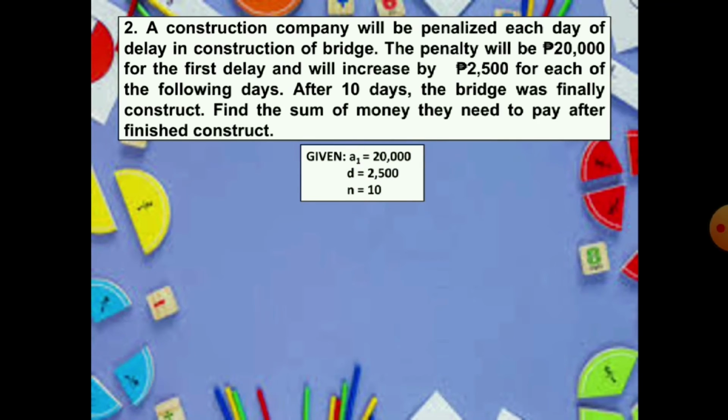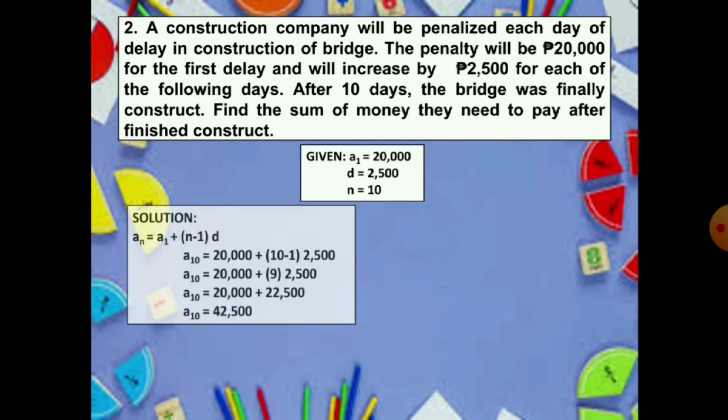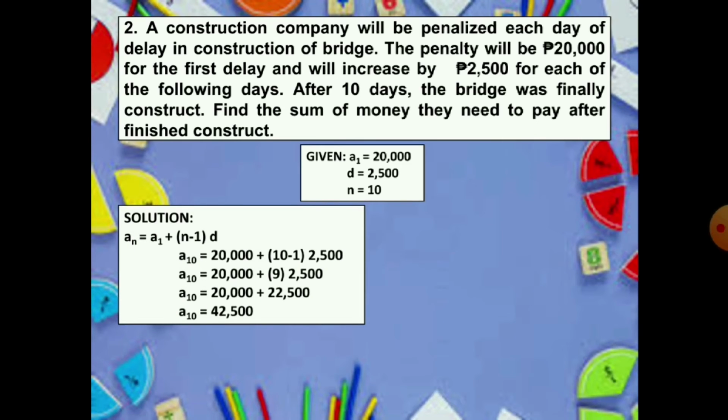The given is a sub 1 is equal to 20,000, d, or the common difference, is equal to 2,500, and n, or the number of terms, is equal to 10. Solution. To find the last term, we need to follow this formula. A sub n is equal to a sub 1 plus the difference of n minus 1 times d.